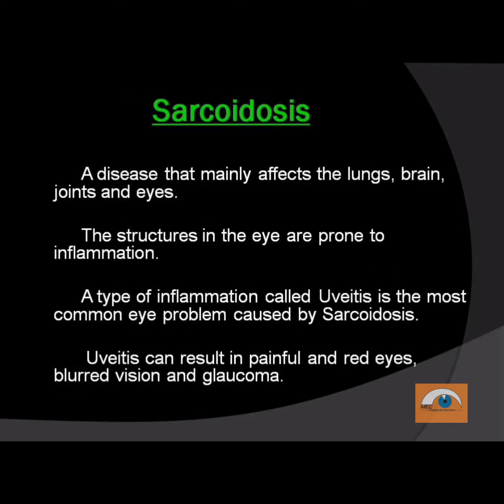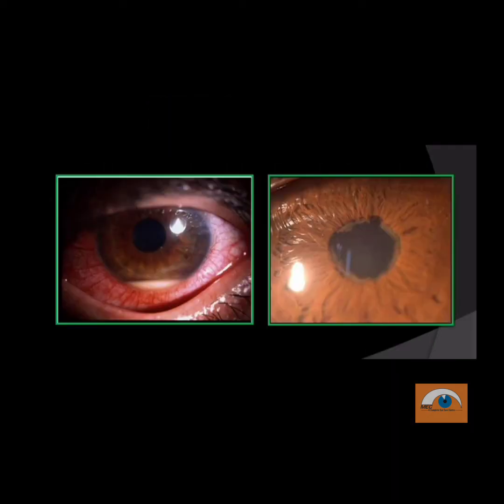Sarcoidosis. A disease that mainly affects the lungs, brain, joints and eyes. The structures in the eye are prone to inflammation. A type of inflammation called uveitis is the most common eye problem caused by sarcoidosis. Uveitis can result in painful and red eyes, blurred vision and glaucoma.